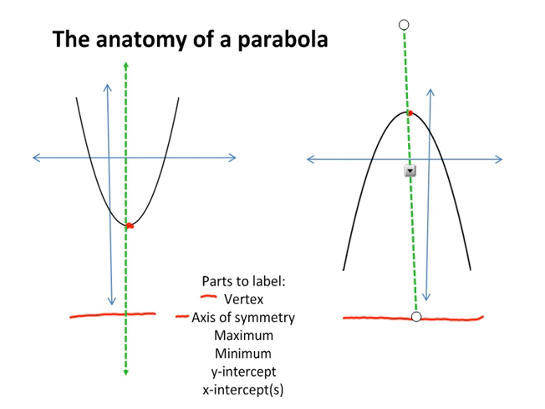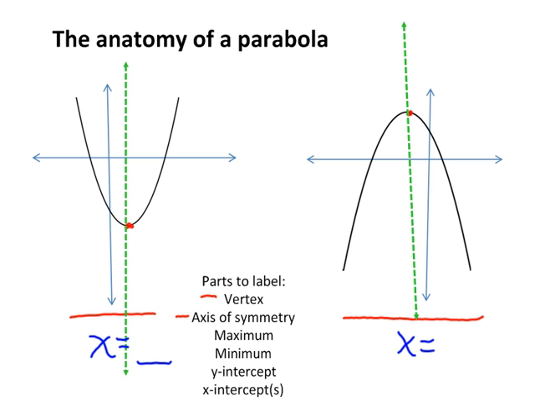You'll notice it's a vertical line, and because it's a vertical line, it's going to be written as x equals and then a number. The same is true for this one. It's going to be x equals and then some number. That's what its equation is going to look like.